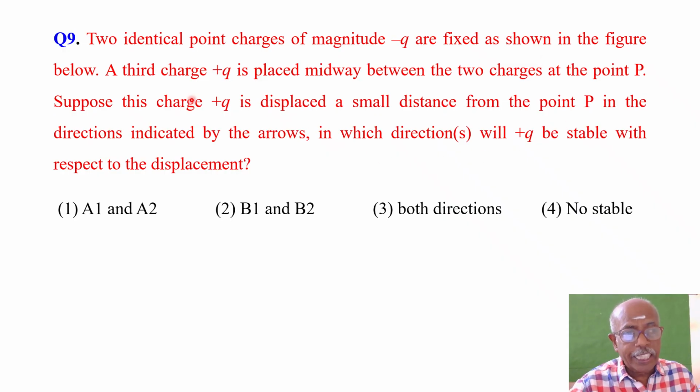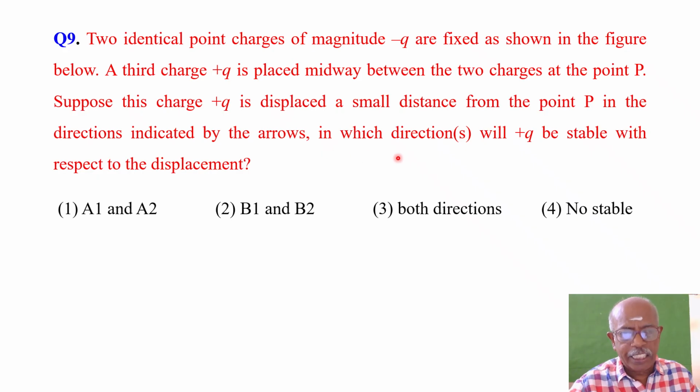A third charge plus q is placed midway between the two charges at the point B. It means the charge plus q is equidistant between both the minus q charges. Suppose this charge plus q is displaced a small distance from the point B in the direction indicated by the arrows. Everything is in the next slide.